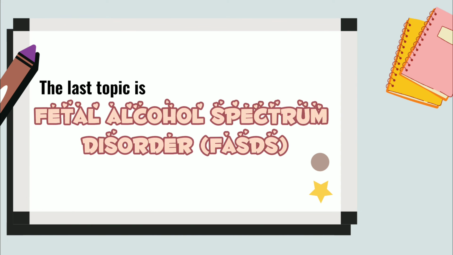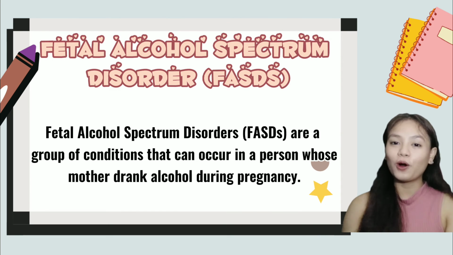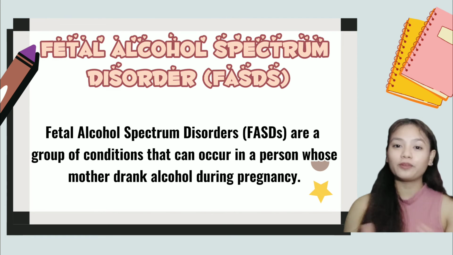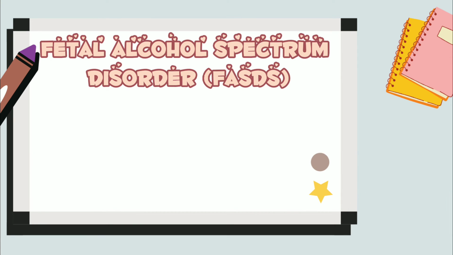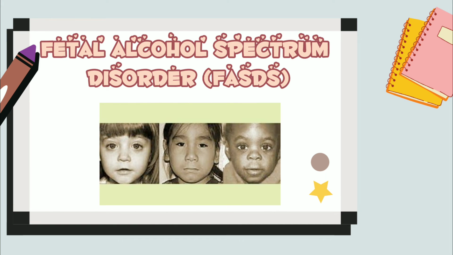The last topic is fetal alcohol spectrum disorder or FASDs. Fetal alcohol spectrum disorders are a group of conditions that can occur in a person whose mother drank alcohol during pregnancy. When we say fetal alcohol spectrum disorders or FASDs, we refer to the umbrella term for conditions that can arise in a person who has been exposed to alcohol before birth.